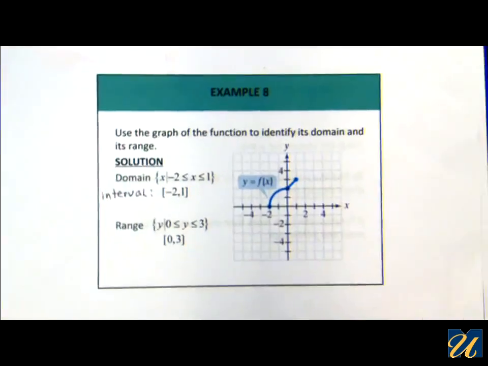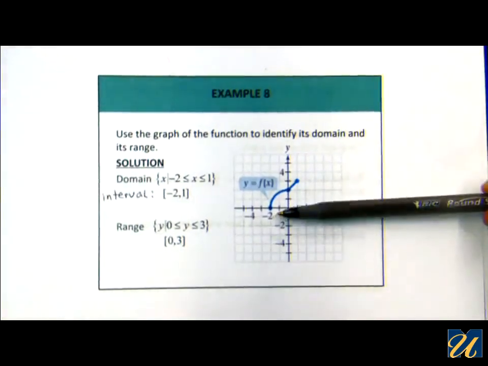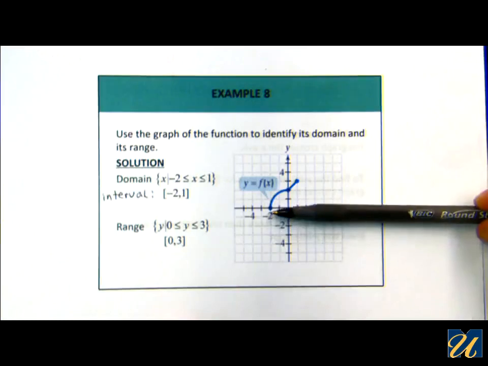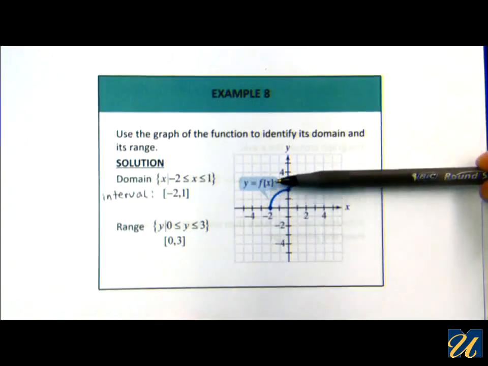The range is how far the graph extends vertically. So we have a low value here, and we have a high value right here.